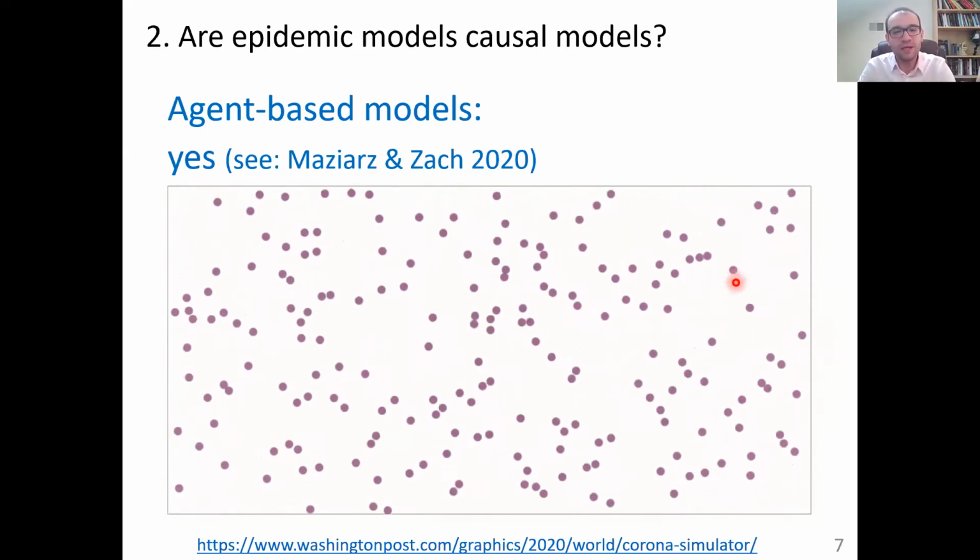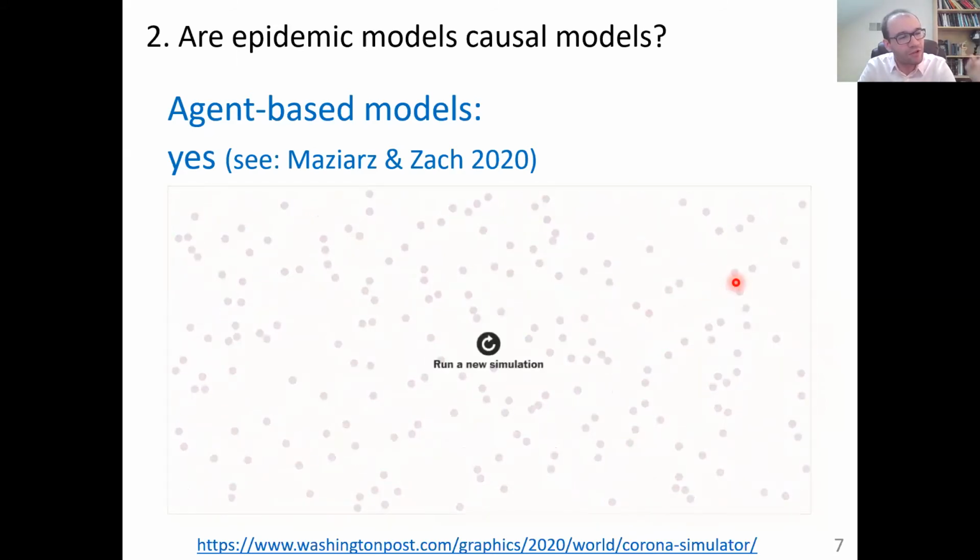Okay, so agent-based models, I think, have a good claim to being causal models for a few reasons. On the one hand, they're modeling what seems to be a causal process. Infection transmission is a causal process. I infect someone else, hopefully not. That's a causal process or event.